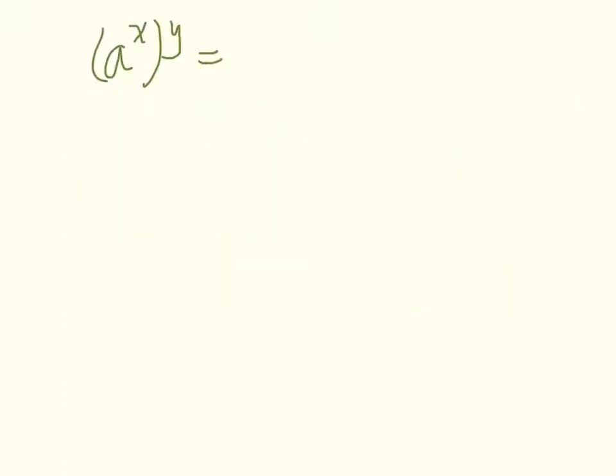Rather than multiplication, I should have said taking the power of a power. Notice that in this situation, we have our exponents that are separated by brackets. In this situation, we multiply our exponents. So this would be simplified to x times y.